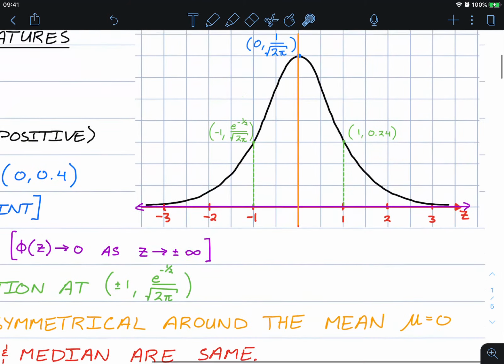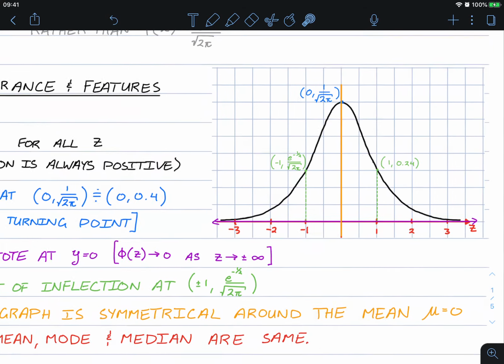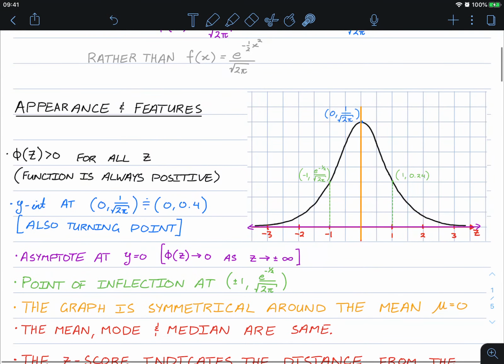What essentially we're trying to say is that even though this goes to negative infinity and this goes to positive infinity, the total area inside here, including those between the asymptote, all add up to 1.